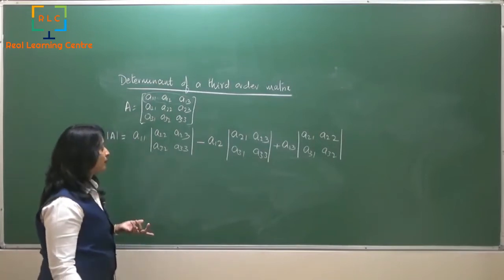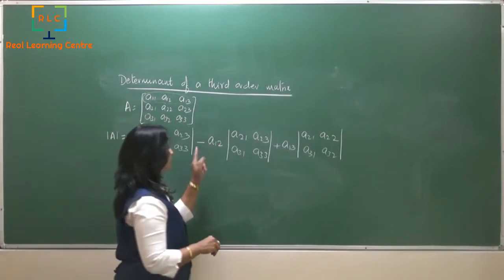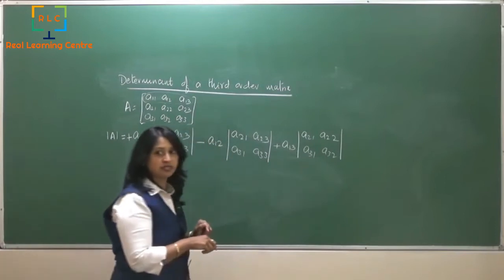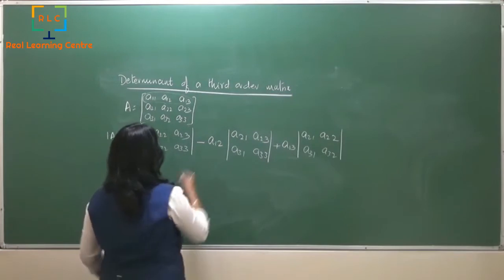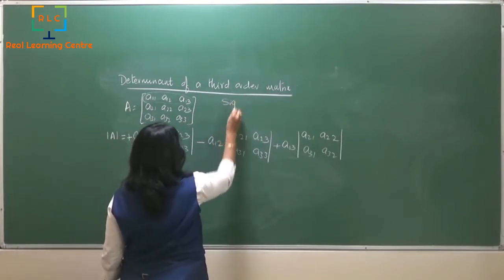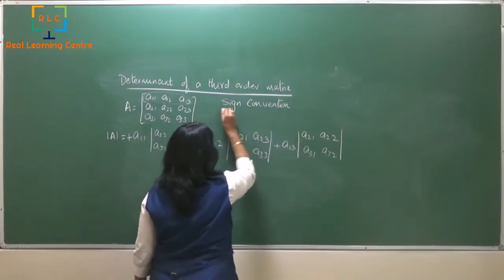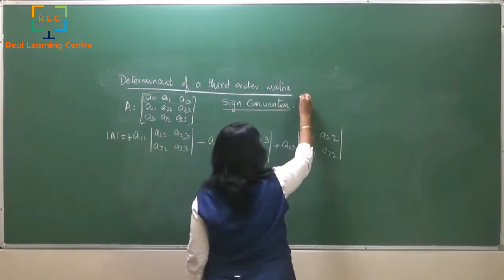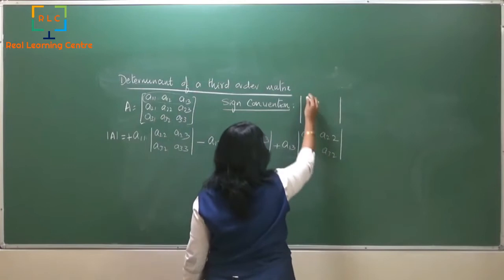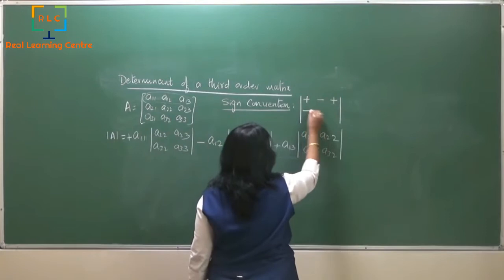Now there is a certain property. See, for A11 I have taken plus, for A12 I have taken negative sign, and for A13 I have taken positive sign. Why is it like this? There is a certain rule for this. So I shall write here: sign convention to expand the determinant. It is like this. In the determinant, this place will have plus, this place will have minus, this place will have plus, minus, plus, minus, plus, minus, plus.